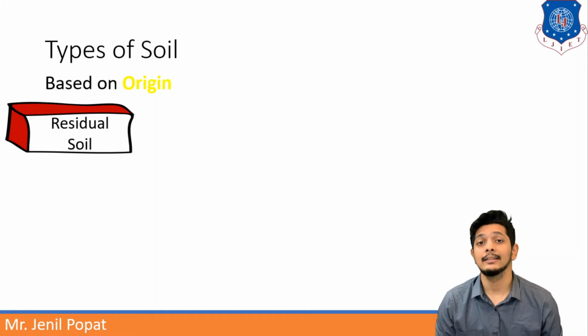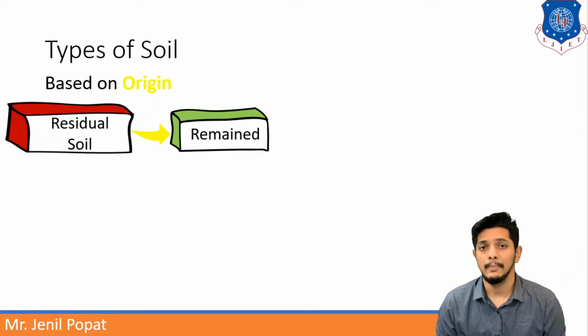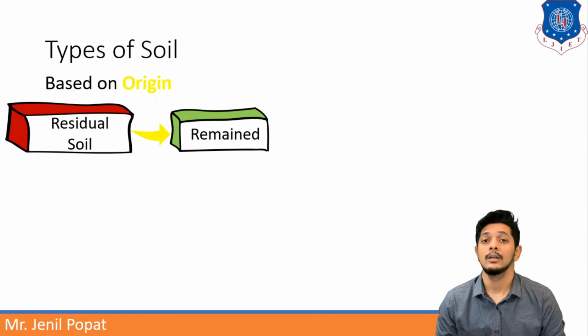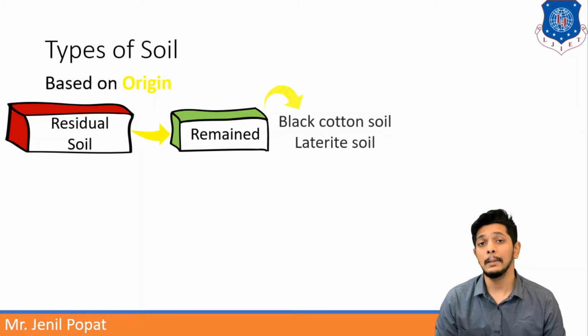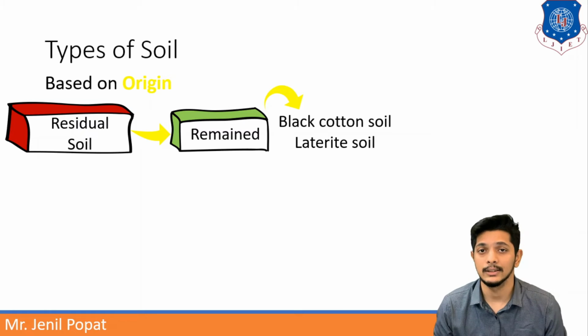First type, that is residual soil. Residual simply means remained soil. Remained soil means the soil that remains after transportation, sedimentation, and deposition; that is residual soil. Examples of residual soil are black cotton soil and laterite soil. All the pictures of these soils will be seen in a few minutes.